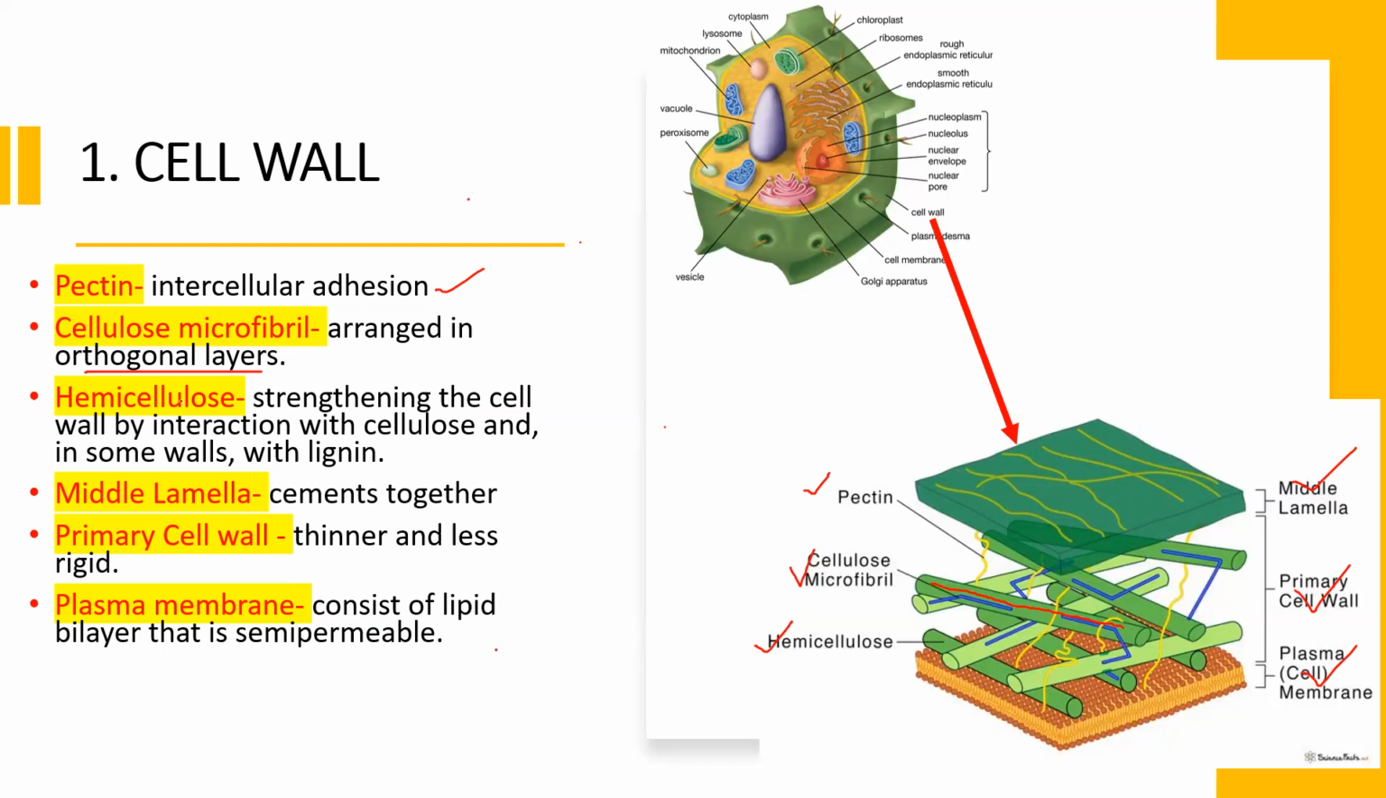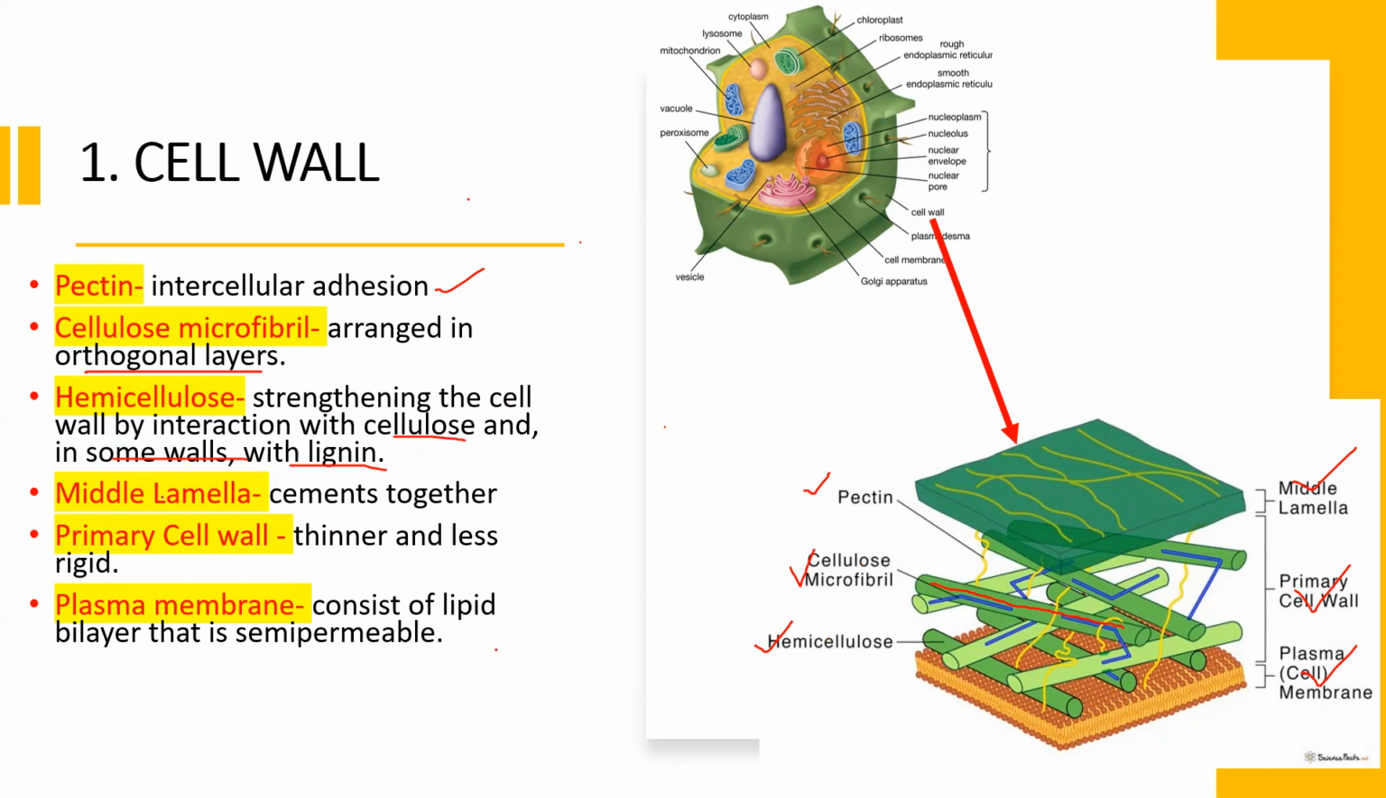So what do we mean by hemicellulose? So hemicellulose is the strengthening the cell wall by interaction with the cellulose and in some walls with a lignin. So a lignin is a bilayer barrier to the passage of the molecules. So it passages the molecules and ions into and out of the cells. So that is for the lignin.